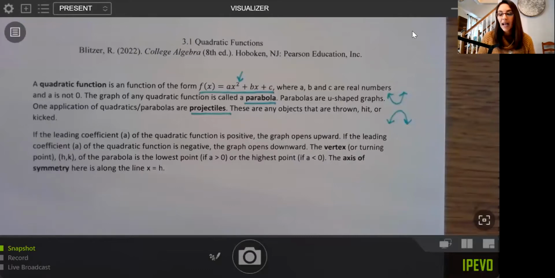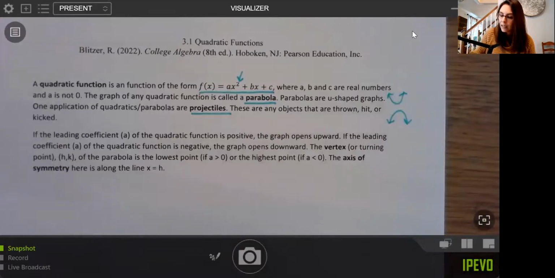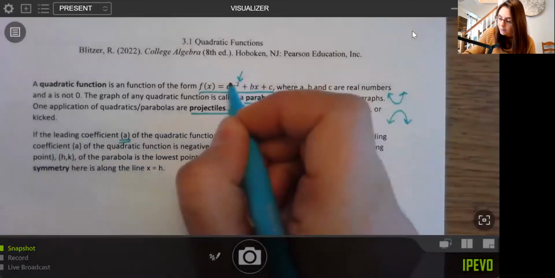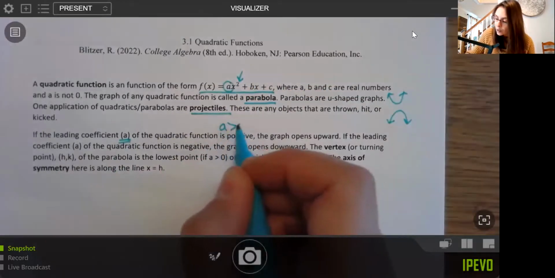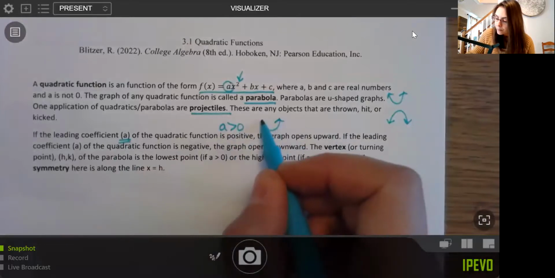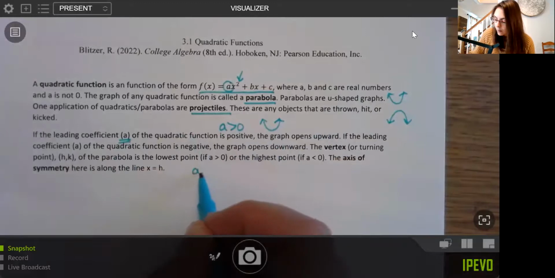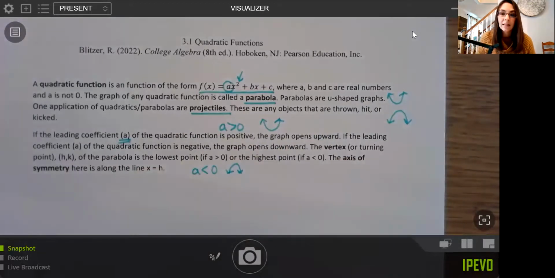Now, we can tell what kind of graph we have pretty quickly by the leading coefficient. So the leading coefficient is the first number that you see. It's going to be the a here, this one right here. And if that a is positive, then your graph is going to open up. And if your a is negative, then your graph ends up opening down. So you have those two general ideas here.